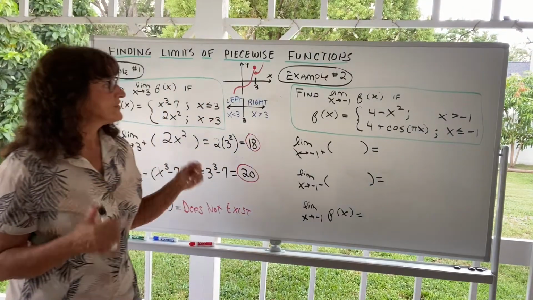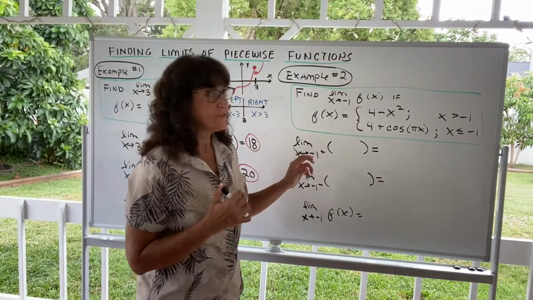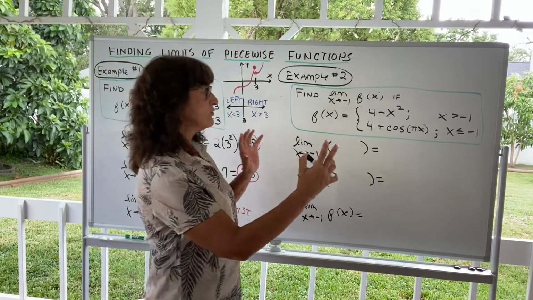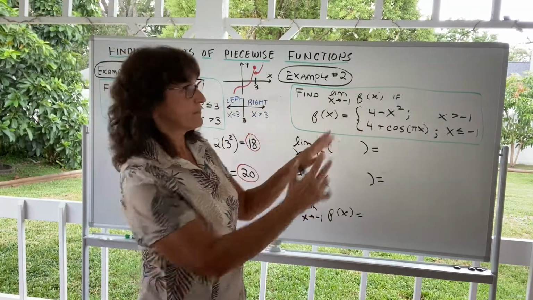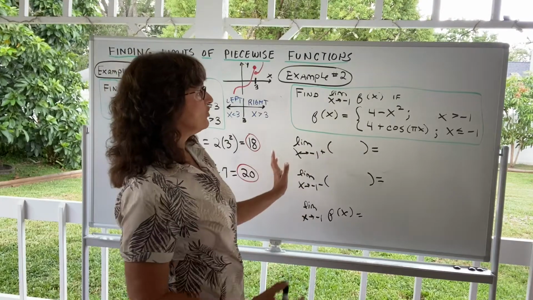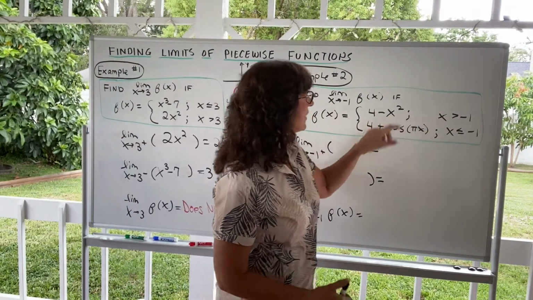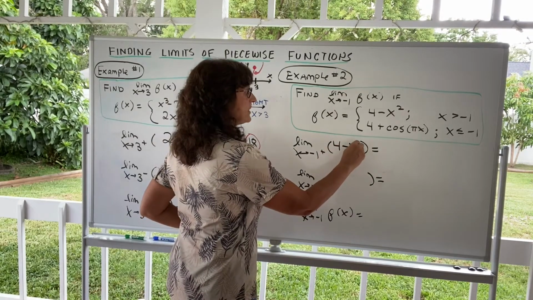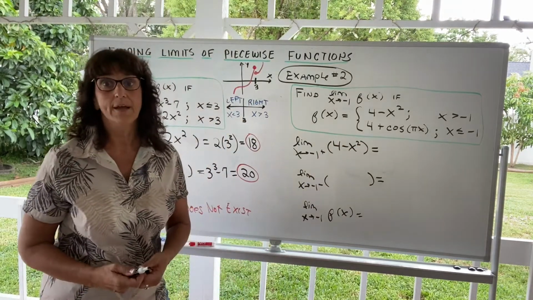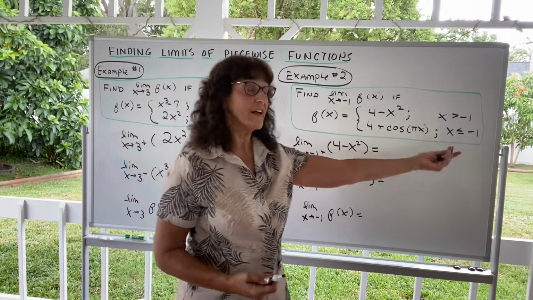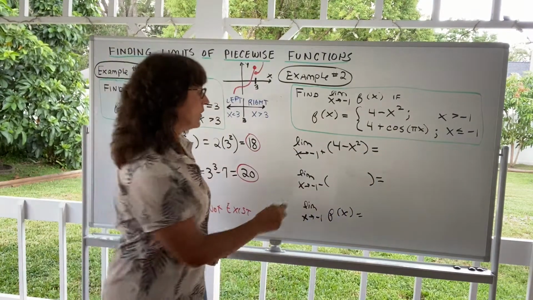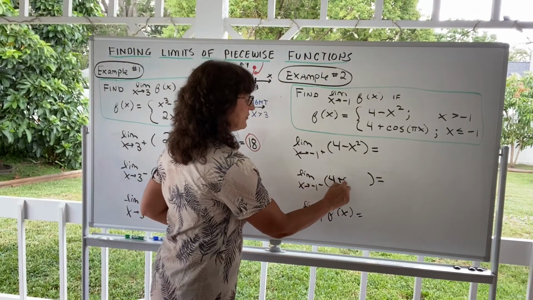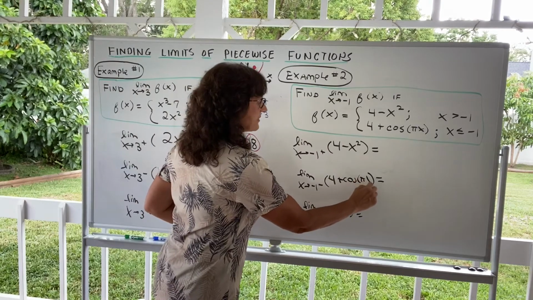All right, which piece is the right? Which piece is the right side of -1, where the values are greater than -1? I'm not going to write the number line down again, but what's the right side? Well, the top piece is the right side here, so it's going to be your 4 minus x squared quadratic. That's your right side, okay? So your left side would be the x values that are less than -1, and it would be 4 plus cosine of pi times x.